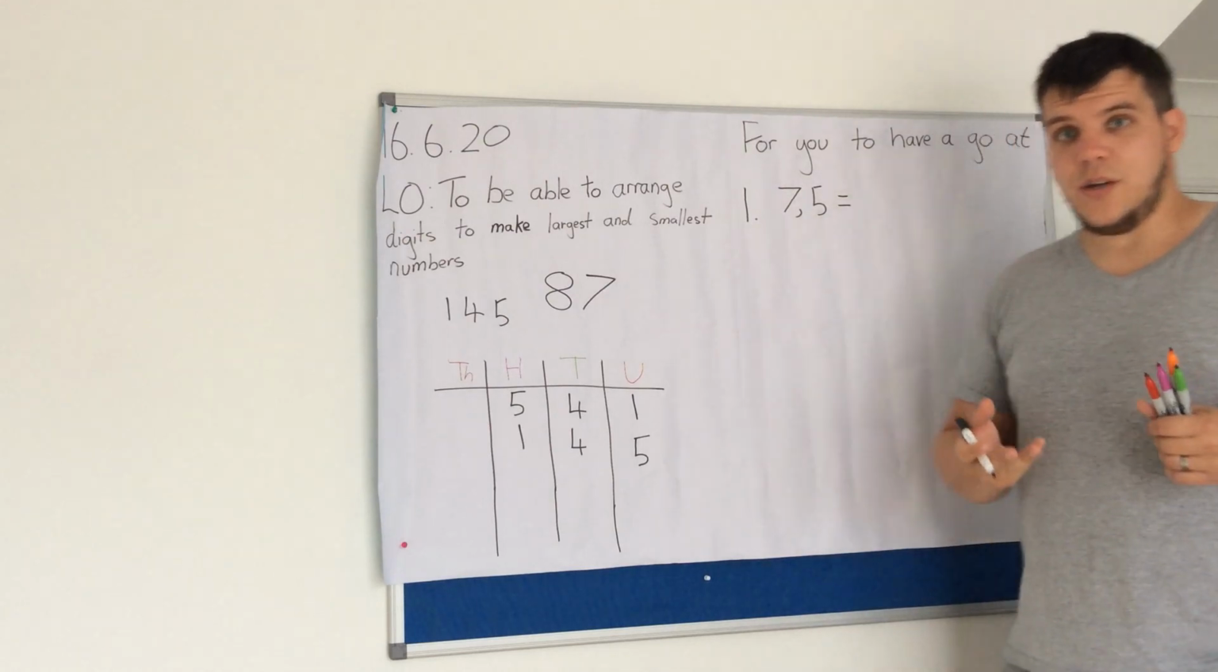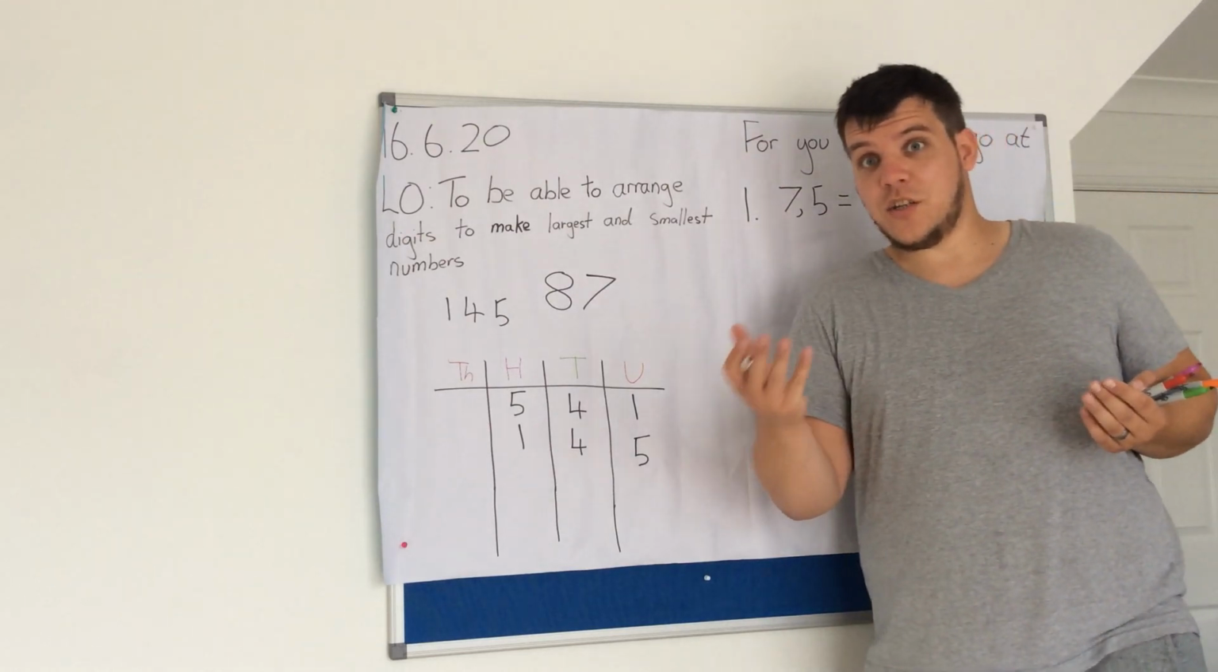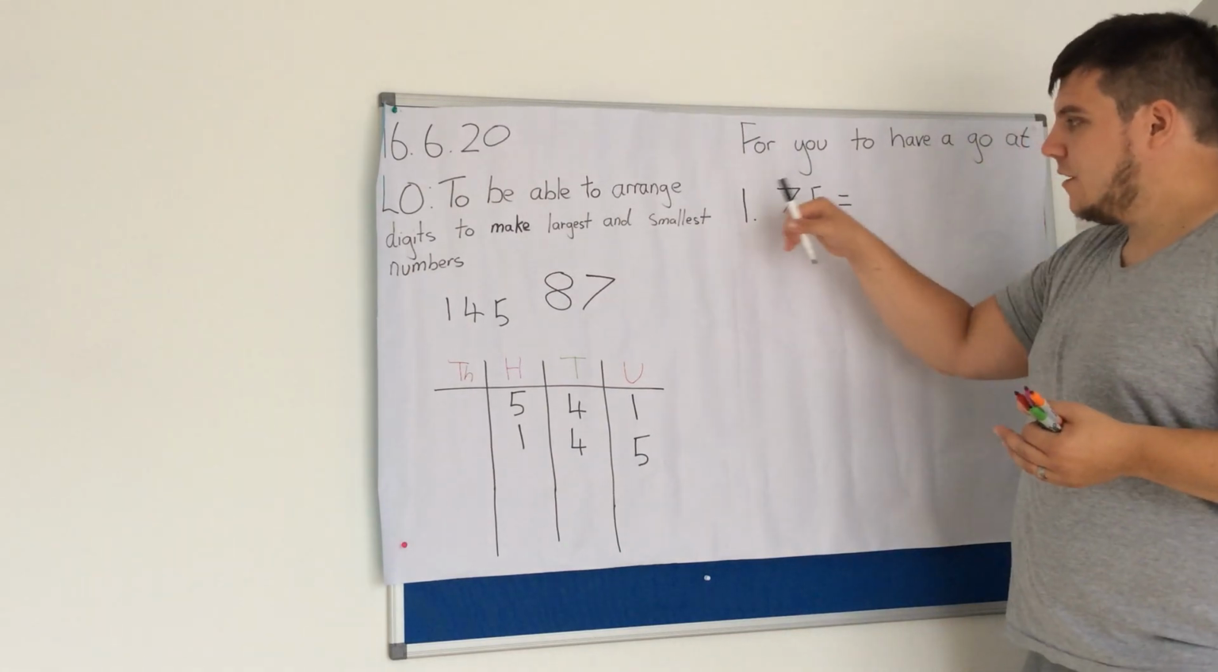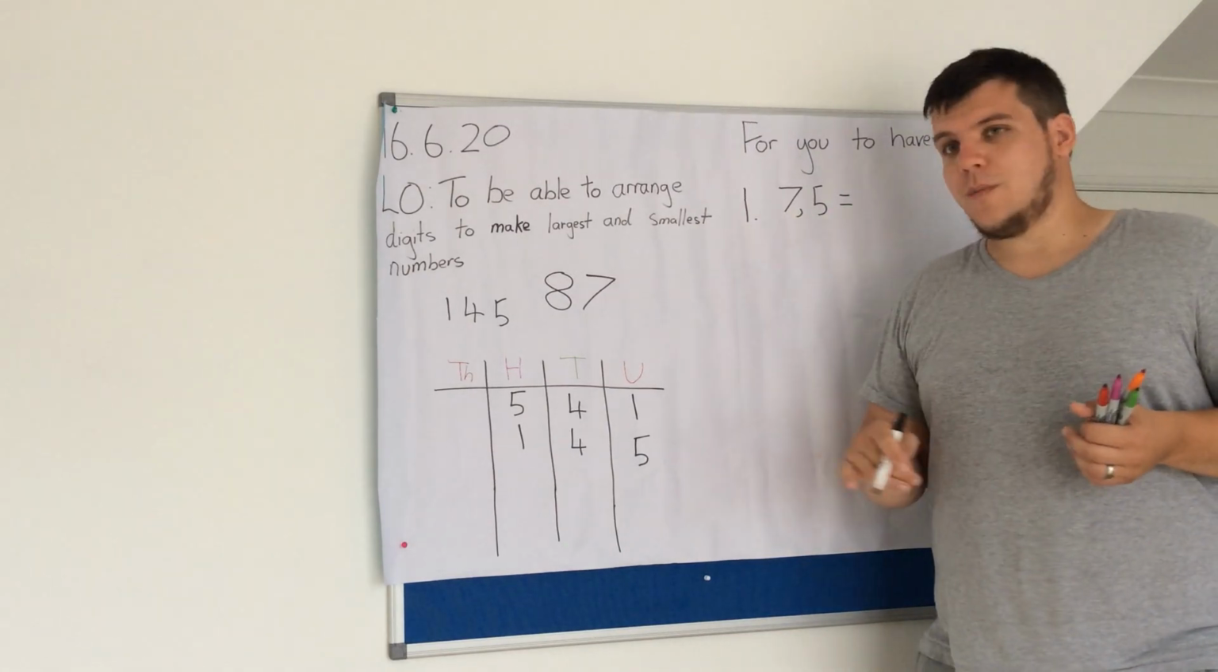So with a 2-digit number, obviously I can only make 2 numbers. So one of them is going to be the biggest, one of them is going to be the smallest. I've got a 7 and a 5. Okay, so I want to make the biggest number.